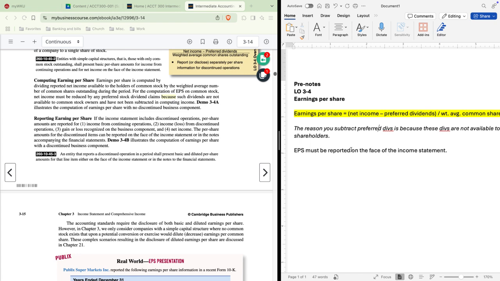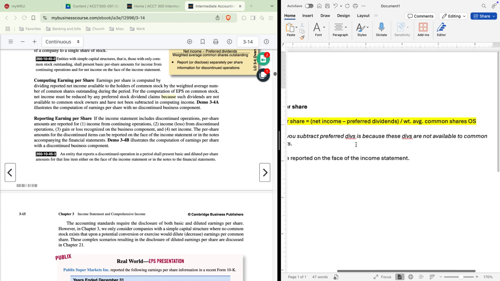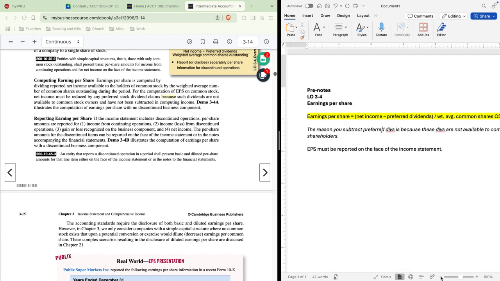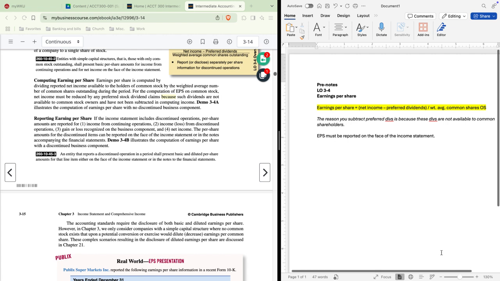Now, I may not understand this reasoning. It says here that the reason I subtract preferred dividends in this equation is because these dividends are not available to common shareholders. I don't really know what that means. And so again, if I don't know what that means, I might make a note here.